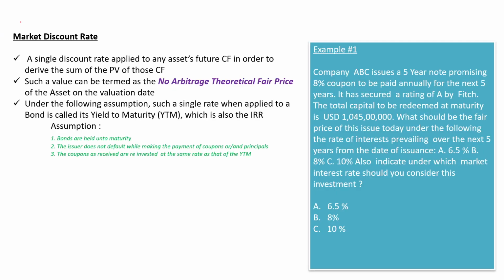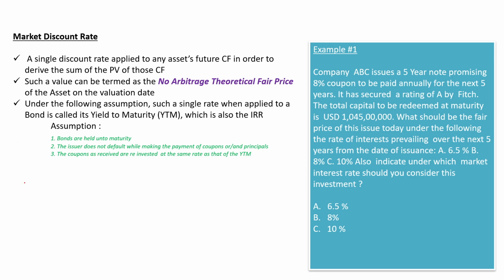Before I get into the theory, let's get directly into the problem, because I think that is the best way to understand the underlying theory. The problem is of a security issued by a company called ABC. It is a 5-year note with an 8% fixed coupon paid annually for the next 5 years. It has an A rating and the total issue size is close to $10.45 million. Under different market interest rates ranging from 6.5% to 10%, what should be the theoretical fair price of this issue? That's the first question.